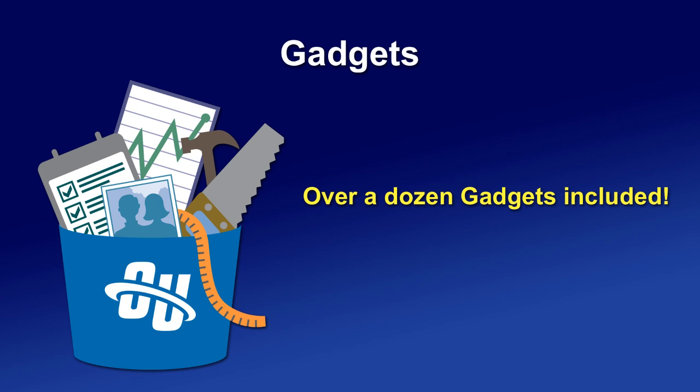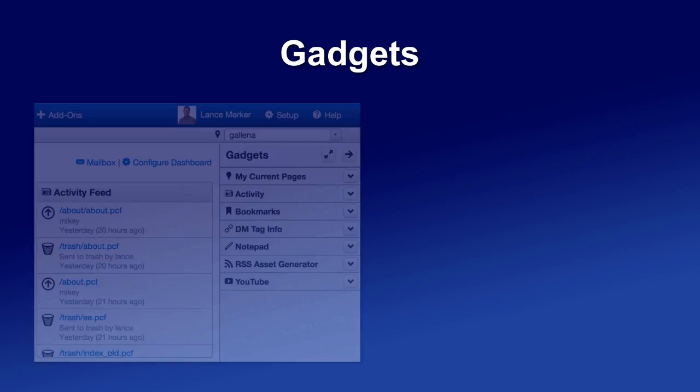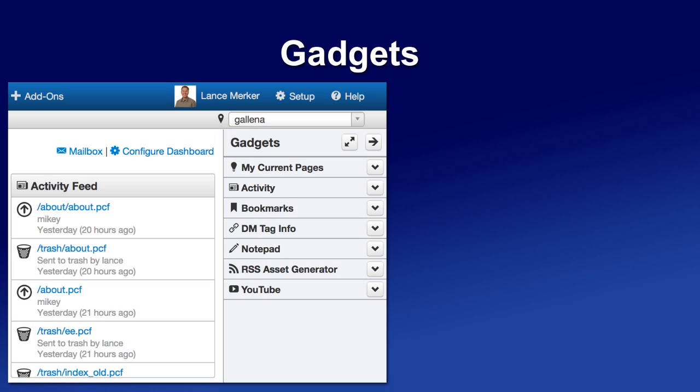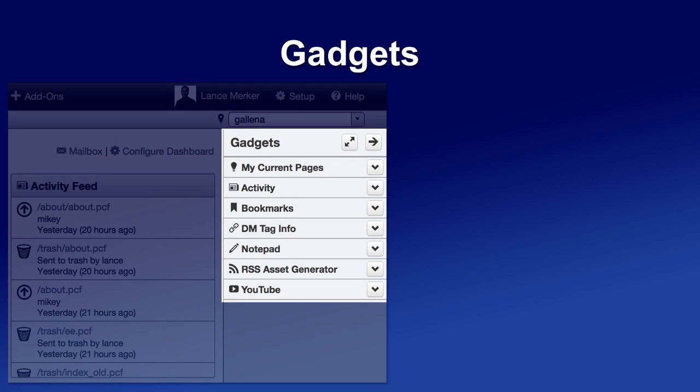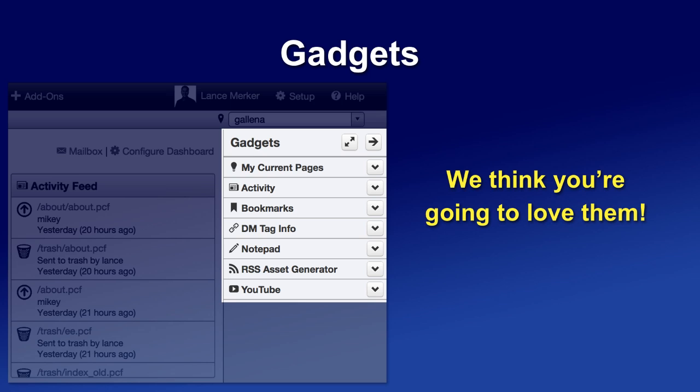And over a dozen gadgets will be included in the version 10 release. Here's what they look like in one respect. Off to the right, I've got a little pull-out tab that shows me some functionality that I didn't have before. I don't have to go hunt them down in menus. I don't have to be retrained because they're right there in front of me. And they're something kind of neat. We think you're going to love these gadgets. We already do.